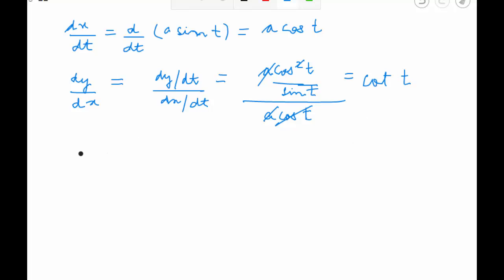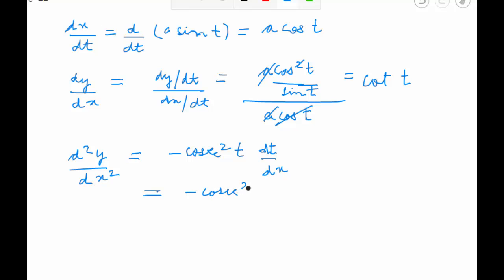Now that we have dy/dx, we can say that d²y/dx² will be equal to minus cosec²t dt/dx, differentiating both the sides with respect to x. And dt/dx will be nothing but 1 upon dx/dt. So we leave this cosec²t as it is, divided by dx/dt, which we had already found earlier in the question. So we have to just substitute it.